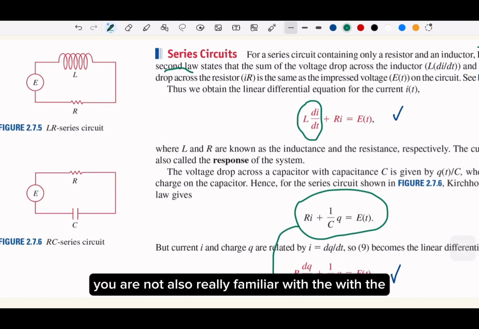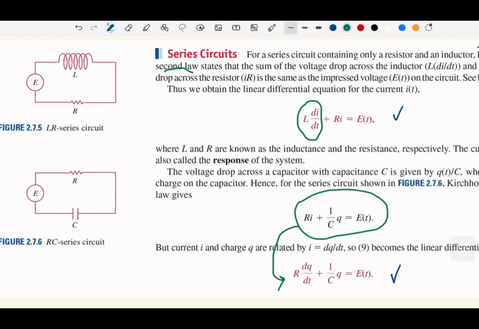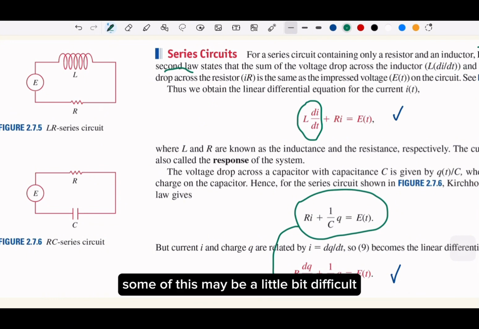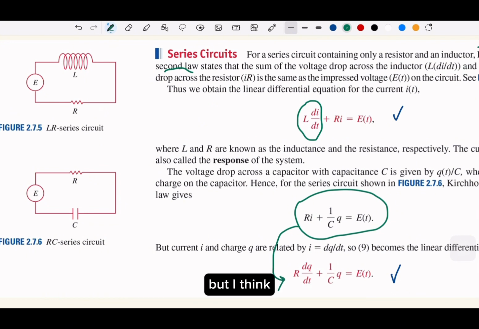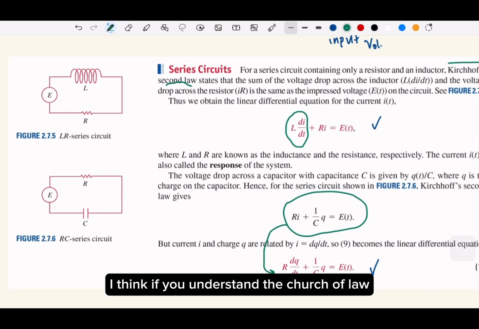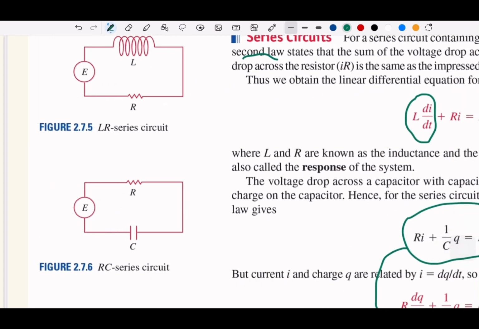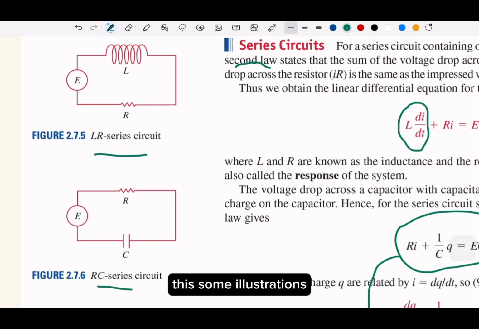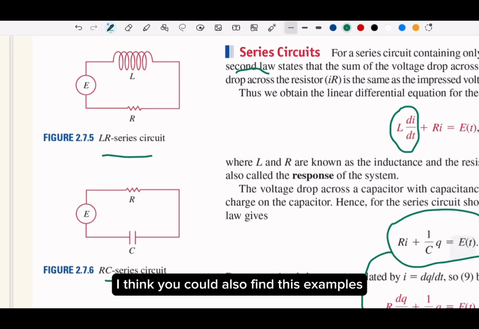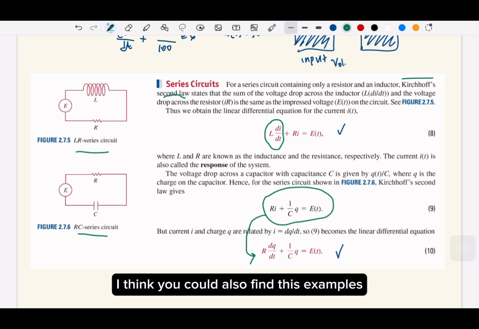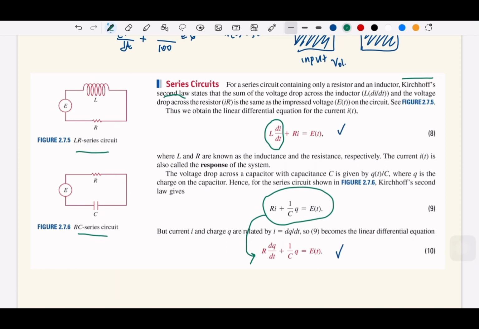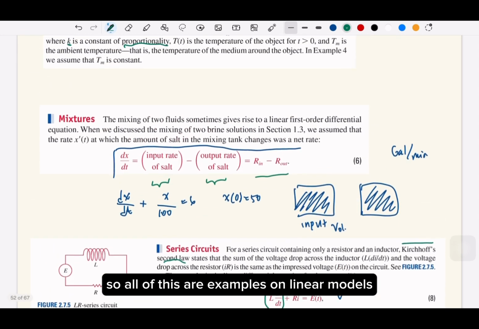If for example you are not really familiar with electrics, you may find this a little bit difficult. But I think if you understand Kirchhoff's law and understand how the circuit will be, like this one here, there are some illustrations, and I think you could also find these examples not too difficult as well. Okay, so all of these are examples of linear models.